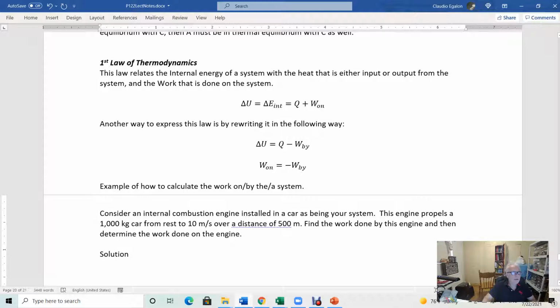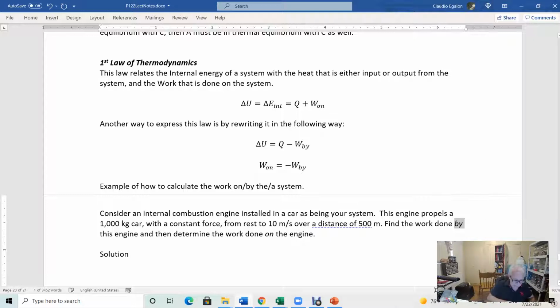Consider an internal combustion engine installed in a car as being your system. This engine propels a 1,000 kilogram car with a constant force from rest to 10 meters per second over a distance of 500 meters. Find the work done by this engine and then determine the work done on the engine. It's easier to calculate the work done by the engine first. And then we just use this relation here.